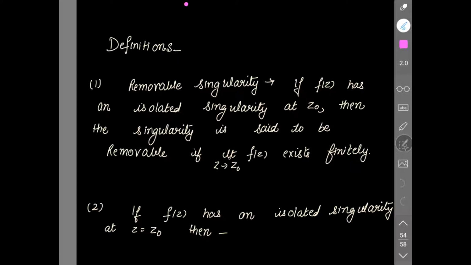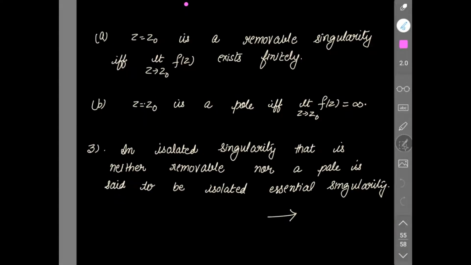So you just check the limit as z tends to z0 of f(z). It should exist finitely for the singularity to be a removable singularity, provided f(z) must have that singularity as an isolated one. Second, if f(z) has an isolated singularity at z equal to z0, then z equal to z0 is a removable singularity if and only if the limit as z tends to z0 of f(z) exists finitely.